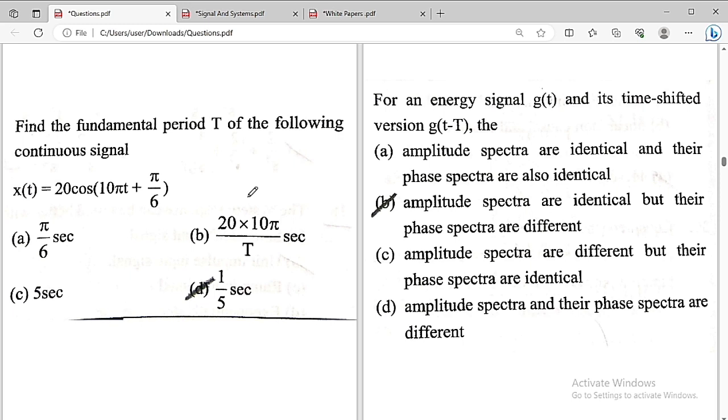X of t is equal to 20 into cos of (10 pi t plus pi by 6). For this continuous time signal, we have to find the fundamental time period. Out of the four options, option D, 1 by 5 seconds, is the correct solution of this question. So let's solve this numerical.